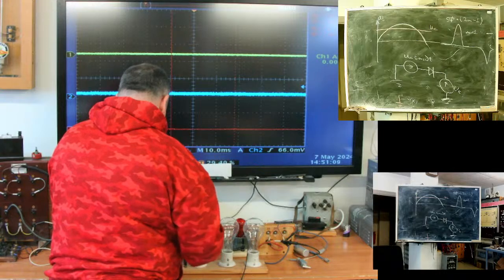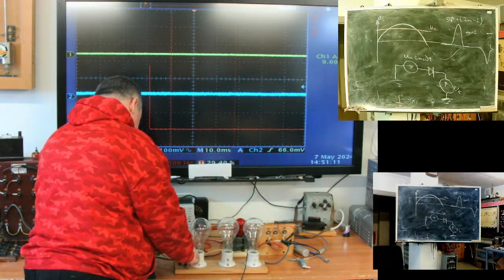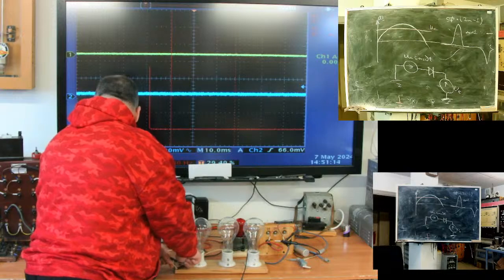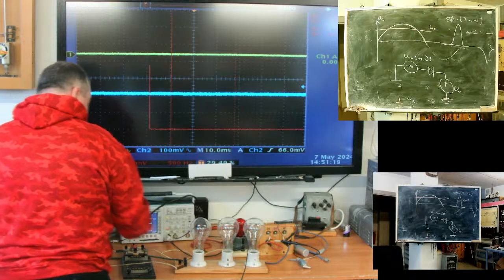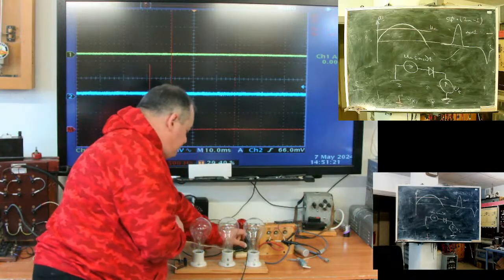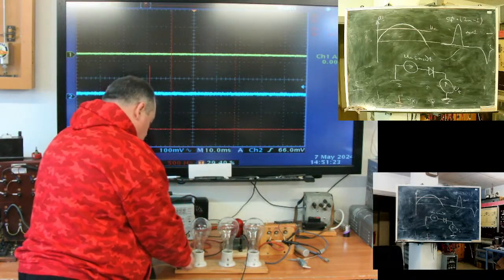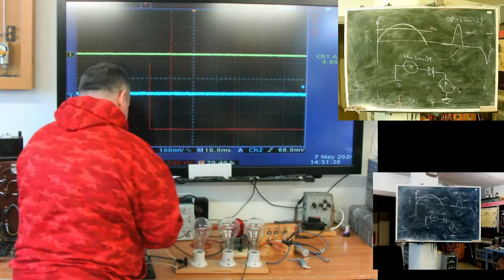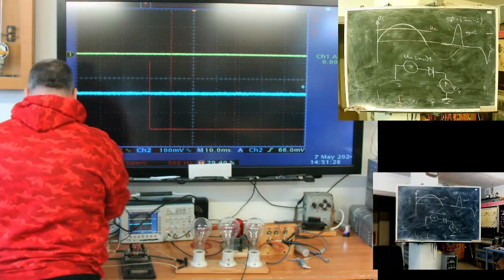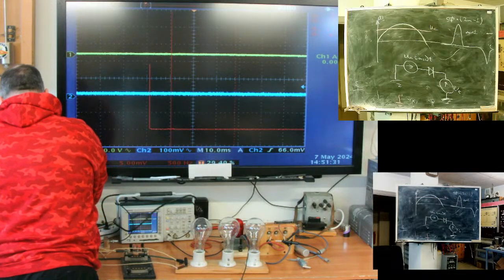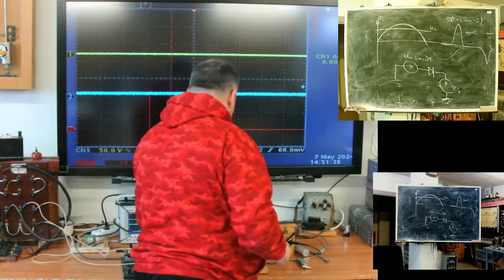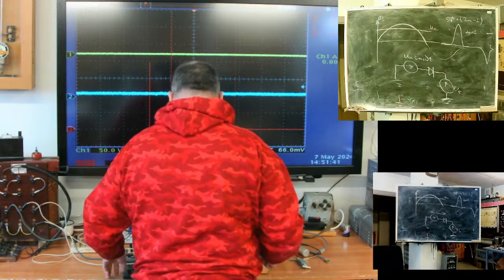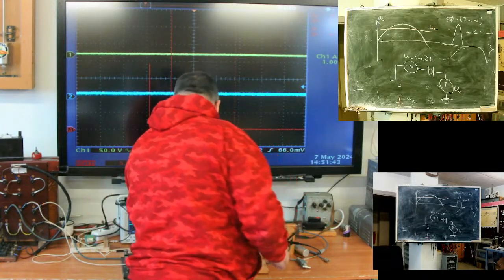This will be, okay, red wire for phase C. This will go for phase D. I need more wire.